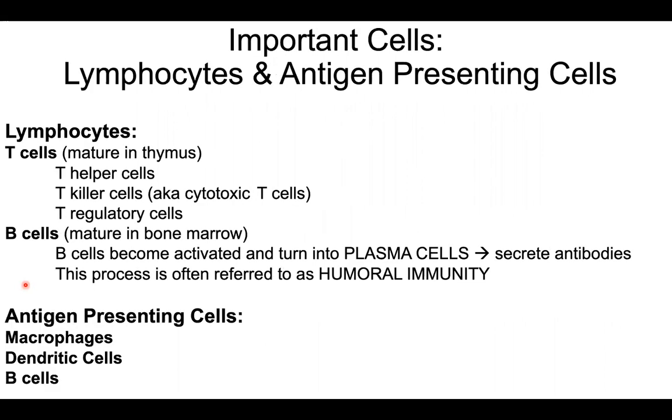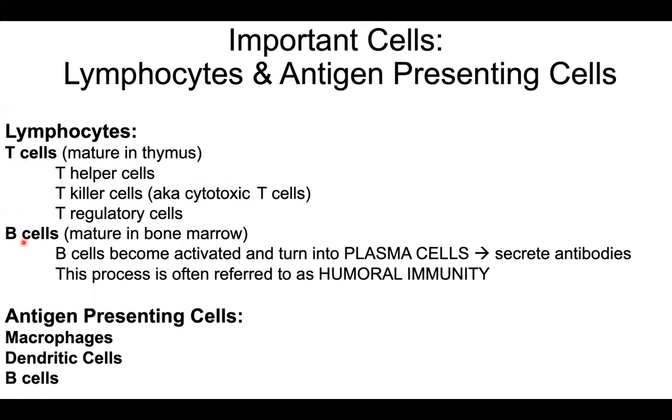There are a couple of important cell types for the adaptive immune system. The first group are the lymphocytes. We have T cells, which, remember, all the lymphocytes are produced in the bone marrow, but the T cells specifically mature in the thymus. And these cells are T helper cells, T killer cells, which are also called cytotoxic T cells, meaning cell and toxic. And then T regulatory or suppressor cells are the T lymphocytes.